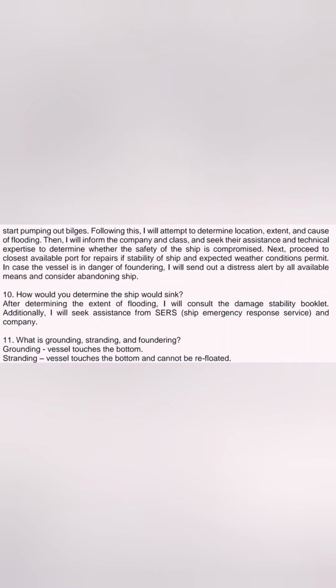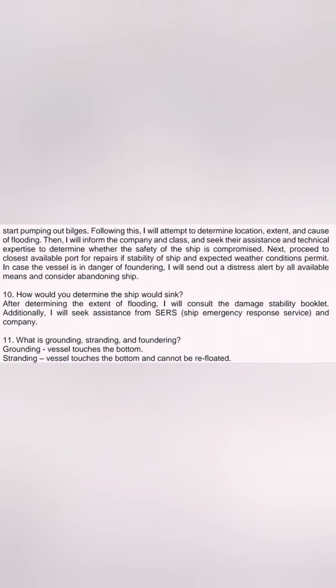Then, I will inform the company and class and seek their assistance and technical expertise to determine whether the safety of ship is compromised. Next, proceed to closest available port for repairs if stability of the ship and expected weather condition permit. In case the vessel is in danger of foundering, I will send out a distress alert by all available means and consider abandoning ship.